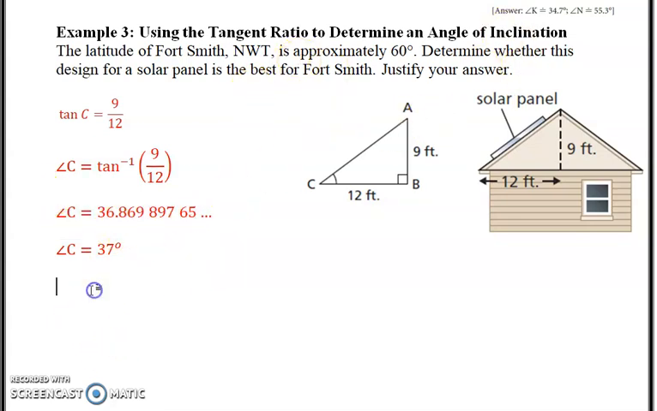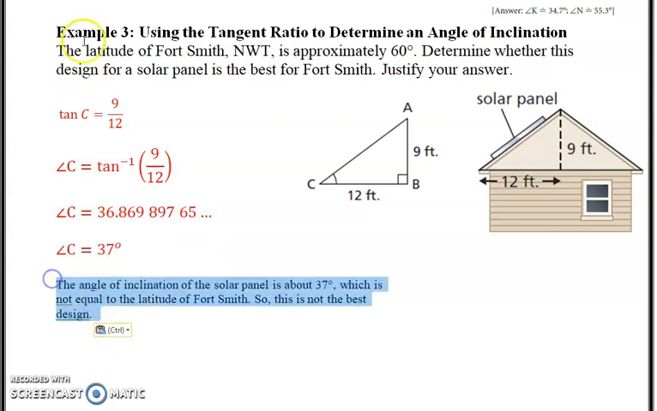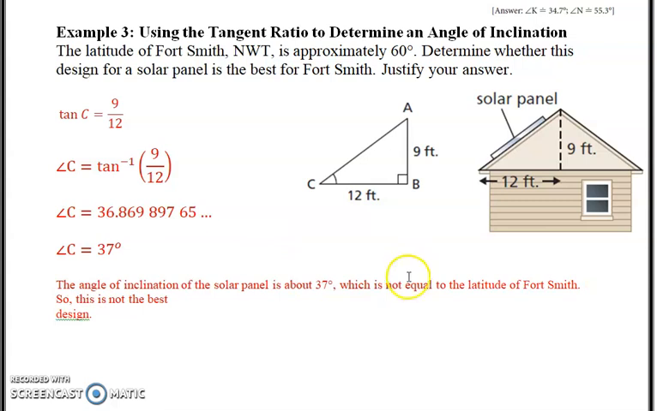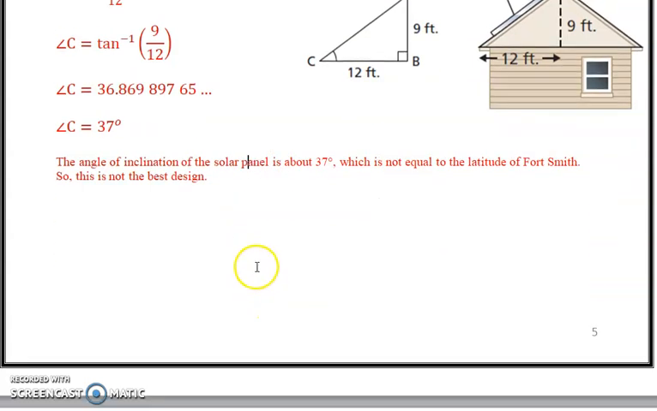So to answer the question, the angle of inclination of the solar panel is about 37 degrees, which is not equal to the latitude of Fort Smith. So this design is not the best. So I would say it'd have to be somewhere around 60 degrees. If it was 61 or 62 would be fine. You know, anywhere between 55 and 60 really would be okay. Not perfect, but fine. So that's how you would answer a question like that.